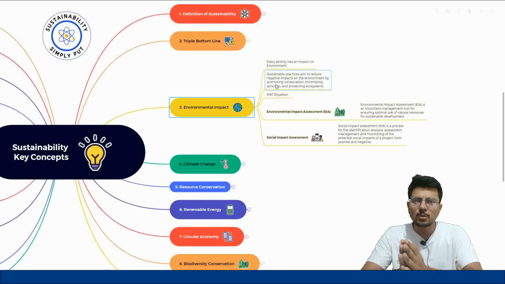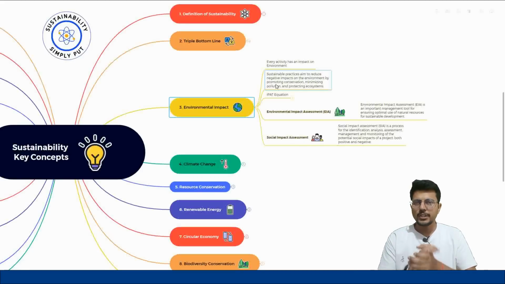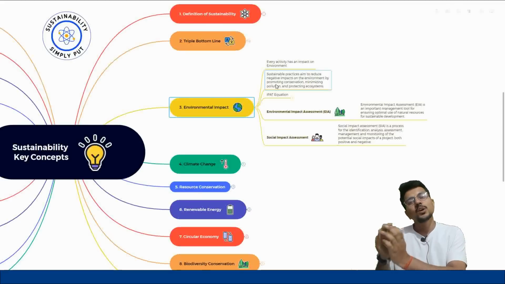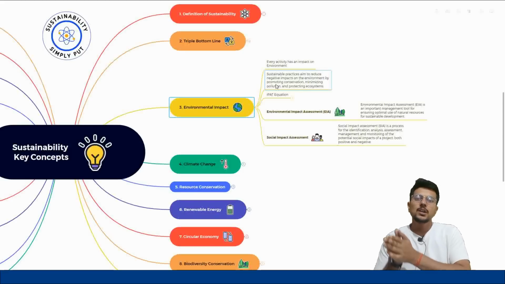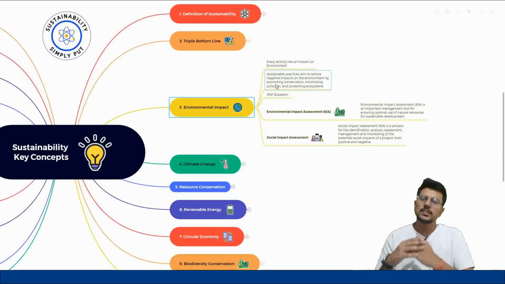When we talk about environmental impact, we need to be clear that every activity, whatever we do, will have some impact on the environment. Now the question is, what is the role of the sustainability point of view? It is to minimize the negative impact on the environment. And how do we conserve the environment while still fulfilling the basic necessities?